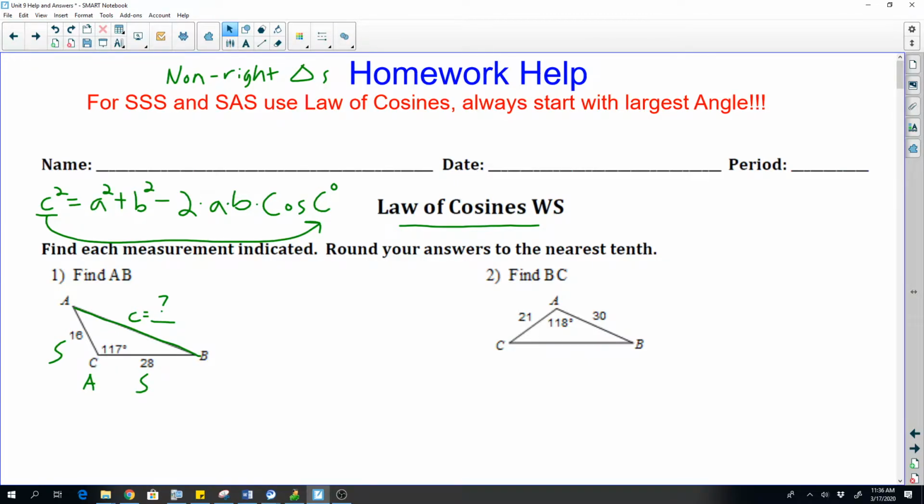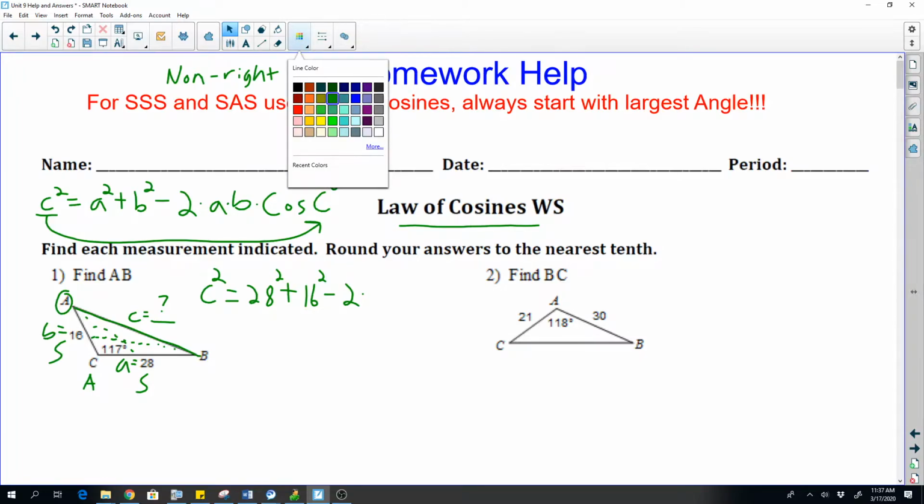Cool. So then let's go and solve for c. And this one will be a lot of calculator work, which is nice to break you in gently. Mini lesson. So c squared is equal to, now let's label, across from big A is little a, and across from big B is little b. Okay, so we're going to do 28 squared, plus b is 16 squared, and then minus 2, which is part of our formula. So let's go ahead and just do that in a different color.